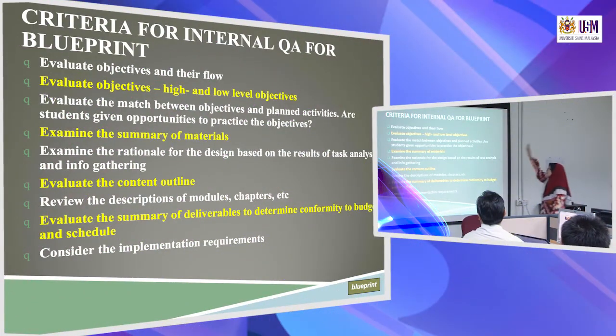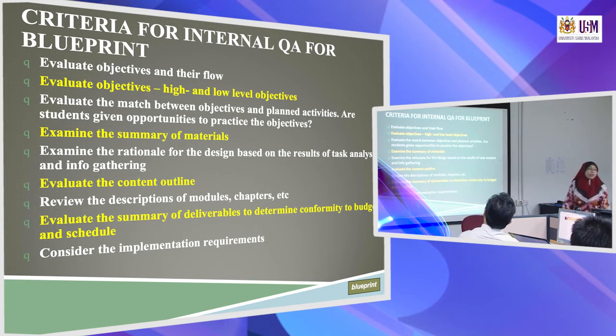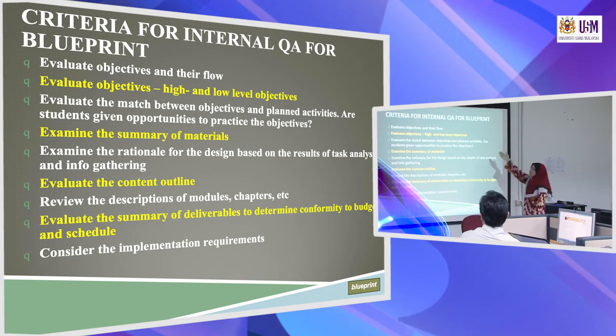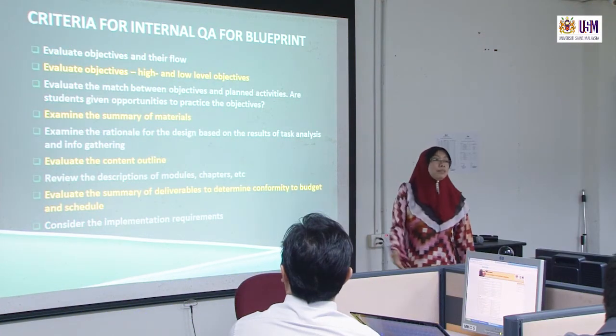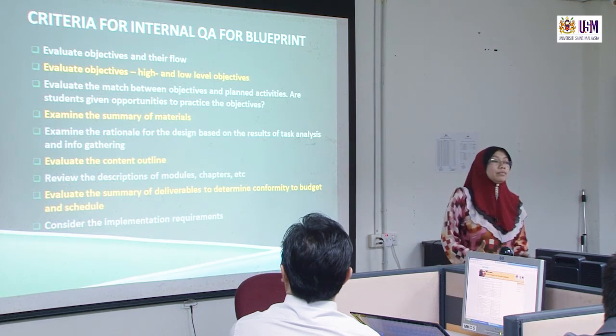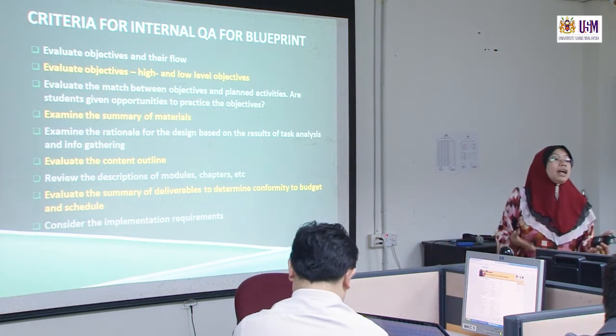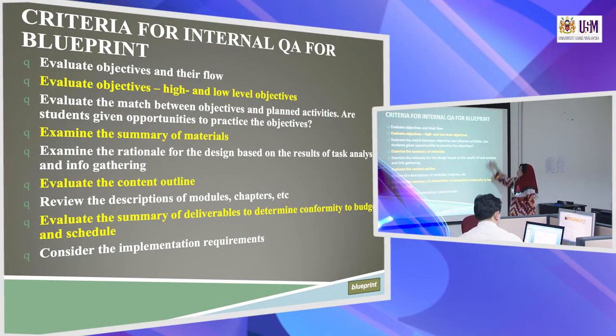So these are the criteria for internal quality assessment, quality assurance for the blueprint. You need to evaluate the objectives and their flow. The flow must be correct. And then evaluate objectives, high and low level objectives. For example, during your seminar, which one will be the low objectives, meaning they only have to listen? And then evaluate the match between objectives and planned activities.